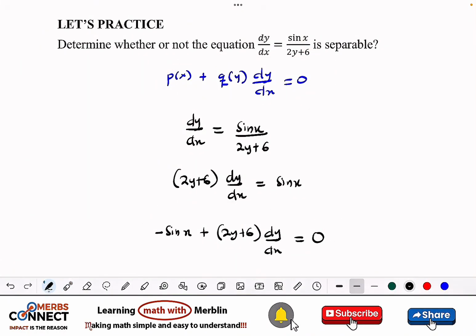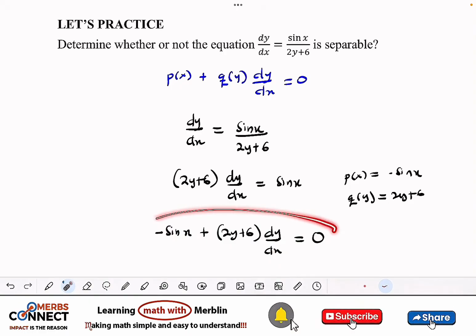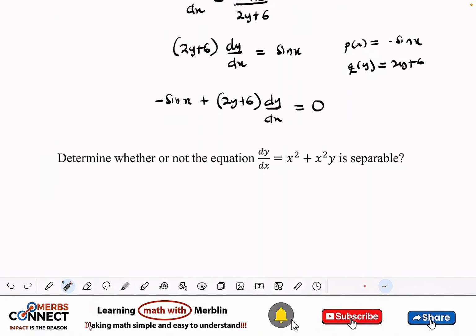We can see that now our p of x is equal to minus sine x, and our q of y is equal to 2y plus 6. The idea is that your q of y should be in terms of only y and constants, and your p of x should be in terms of only x and constants. So let's assume that this one was, let's say, plus y, then this would not be separable because the p of x is in terms of what? y. That is basically the idea with the separable method. So here we can conclude that the equation is separable because we're able to write it in this form.